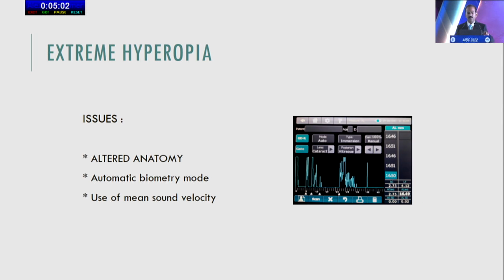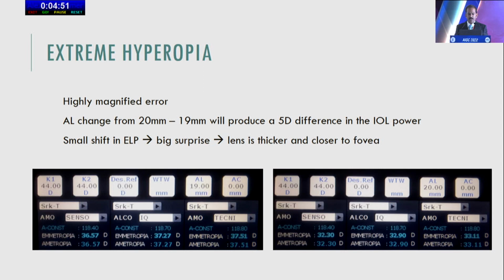Right. So coming to the extreme hyperopia, the issue is that you have an altered anatomy, and if you use a mean sound velocity and an automatic biometry mode, either you won't get the values or they will be erroneous. These eyes will have a highly magnified error. For example, a single millimeter change of axial length from 20 to 19 will produce 5 diopters of change in the IOL power. This small shift in ELP leads to a bigger surprise.